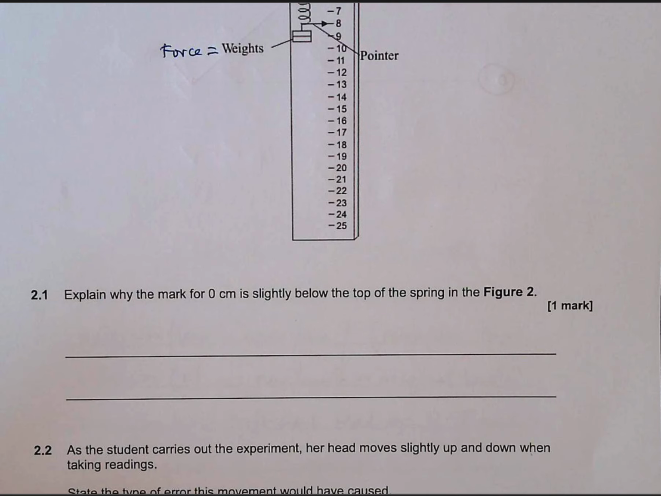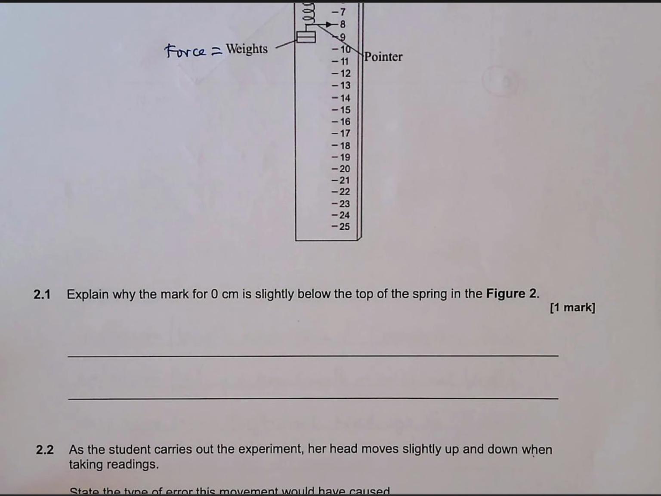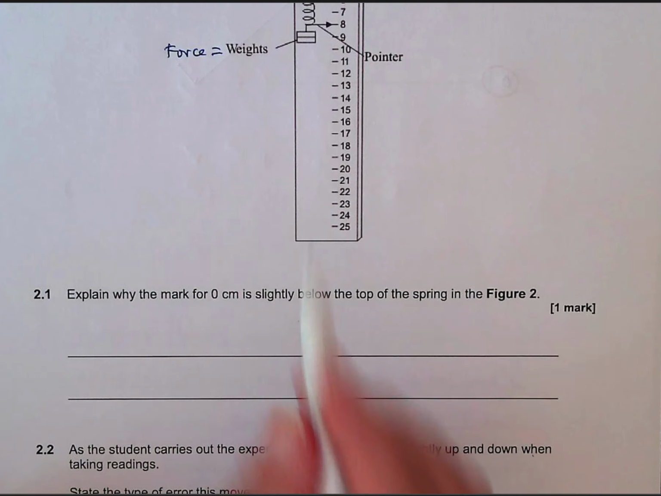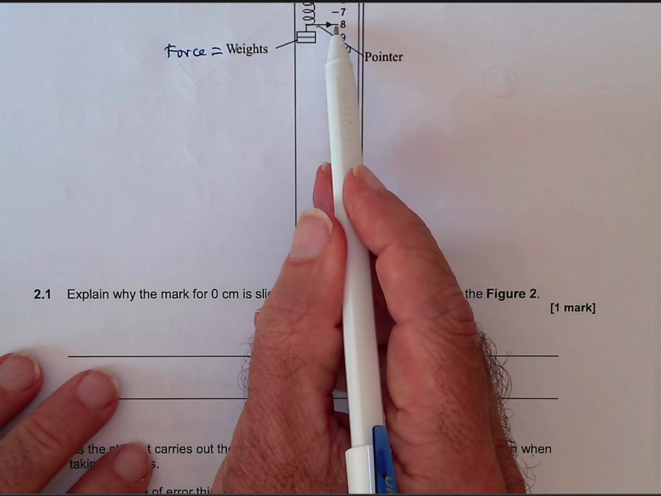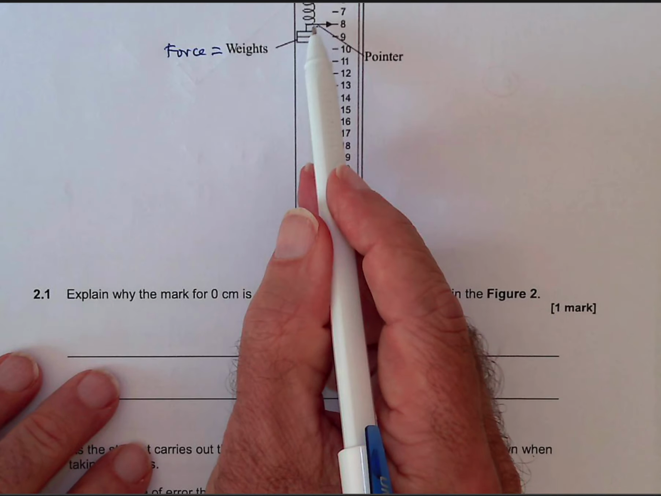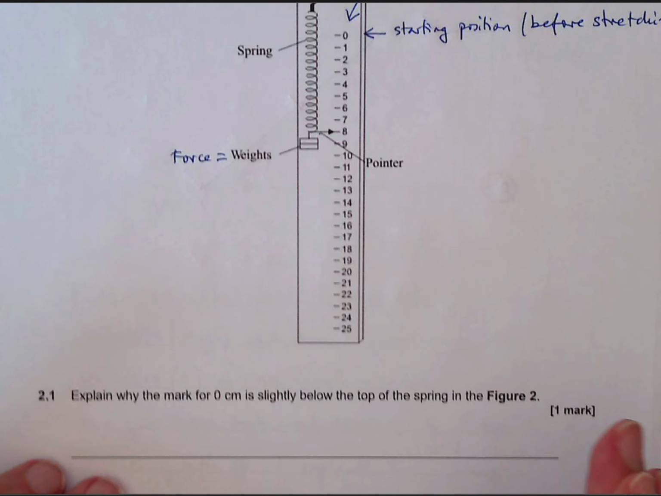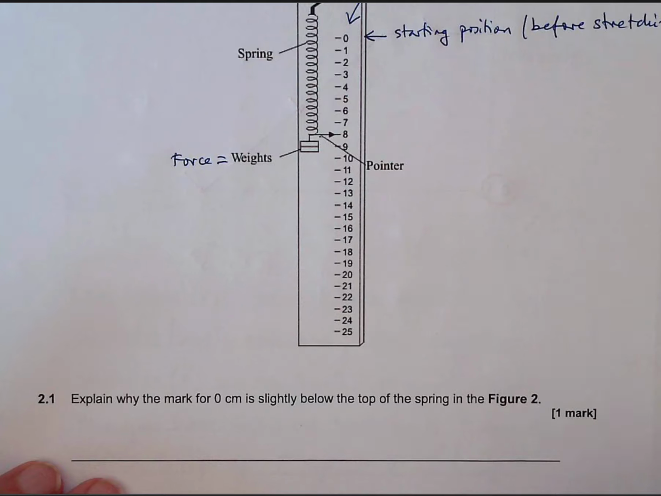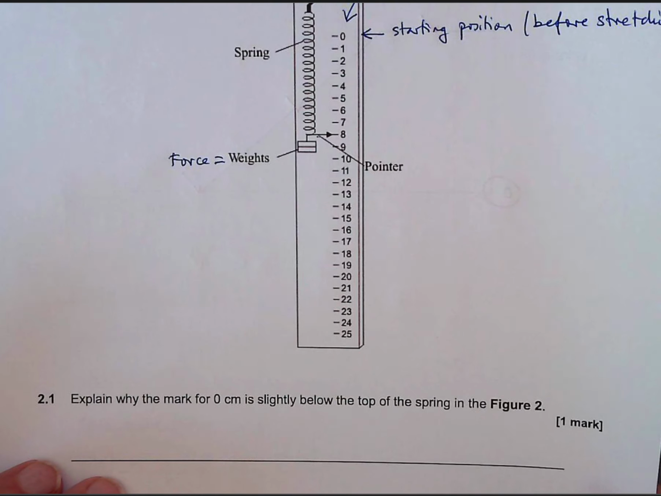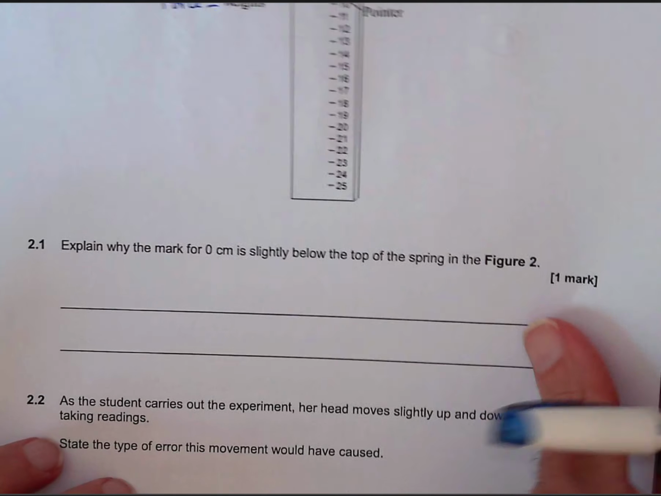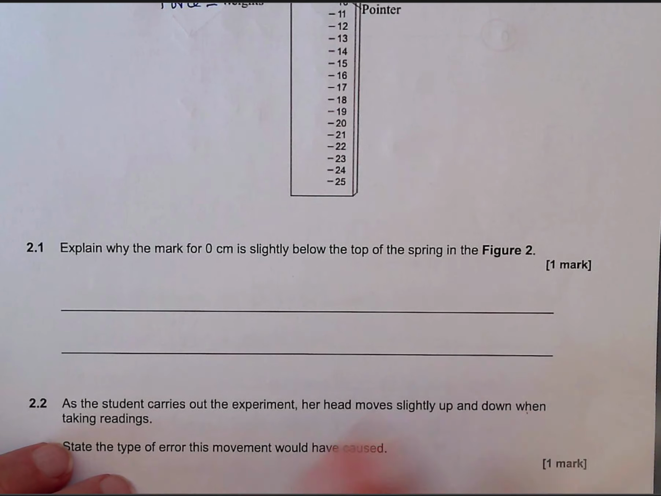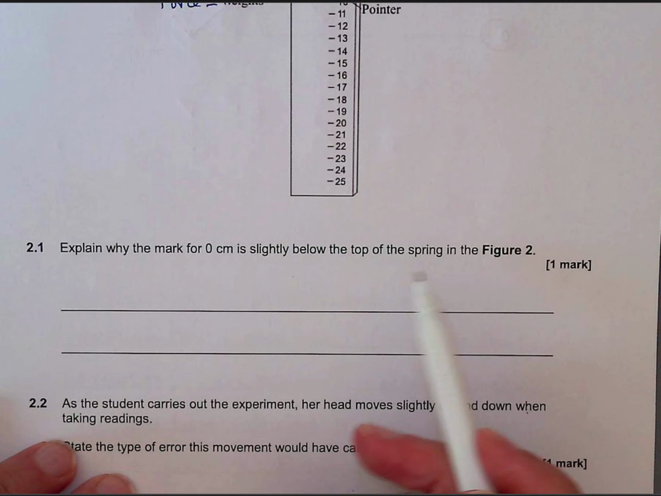They've adjusted the ruler to make sure the 0 value is at the bottom of the spring where you're measuring from, and they've put a pointer to the bottom of the spring. So before you put the weights on, the pointer would have been pointing at the 0 mark. Okay. So basically, once you read off this scale, you'll automatically get the extension. So explain why the 0 centimeters is slightly below the top of the spring.